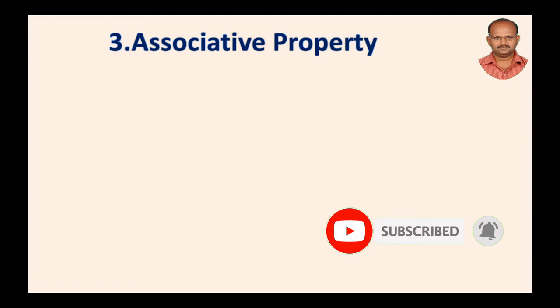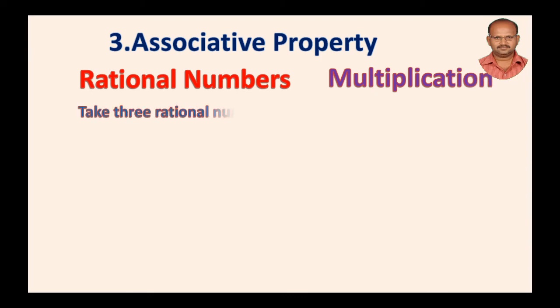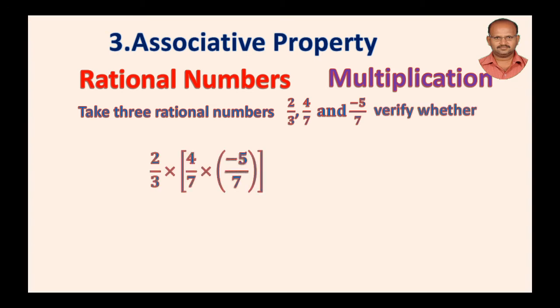Associative property of rational numbers under multiplication. Take three rational numbers 2 by 3, 4 by 7 and minus 5 by 7. Verify whether both are equal or not.